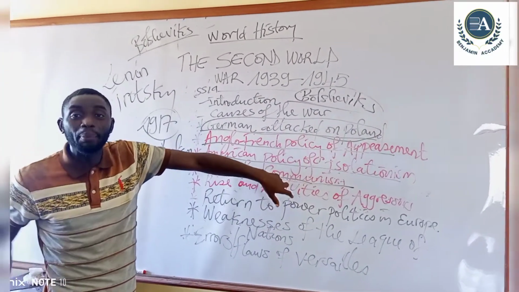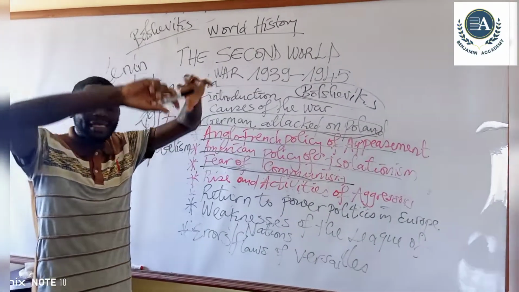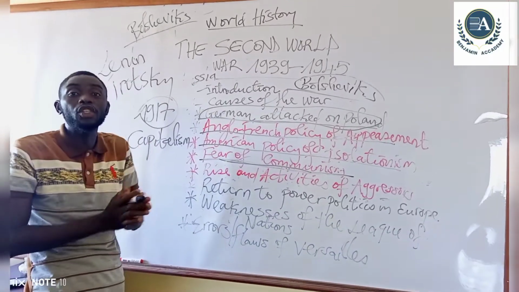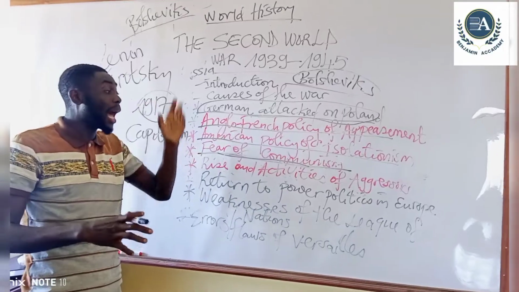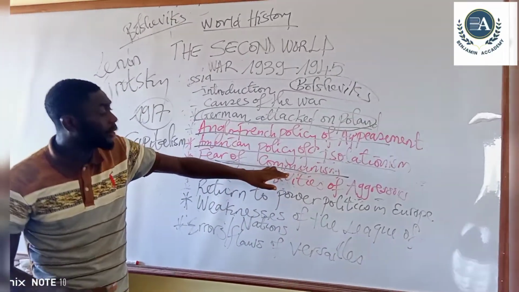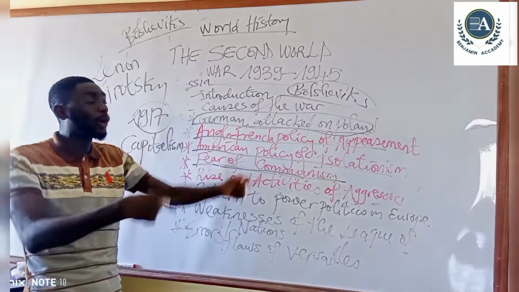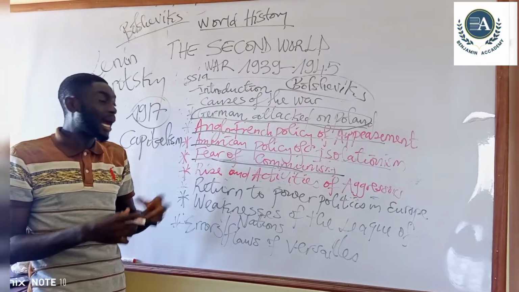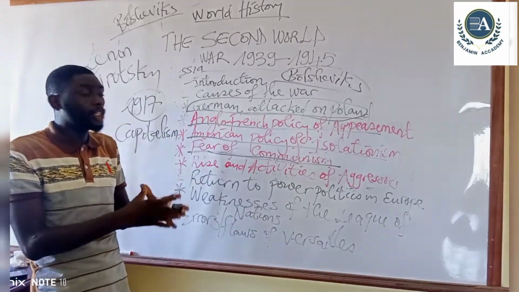Britain and France, being capitalist nations, refused to collaborate with Russia as a member of the League of Nations to uphold collective security and check the excesses of the aggressors. By so doing, Britain and France preferred to use the policy of appeasement rather than collaborating with Russia to uphold collective security. And because of that, it made the League of Nations weak.